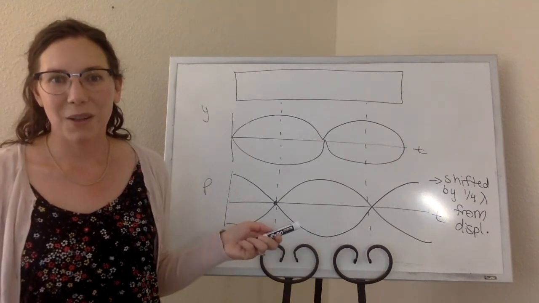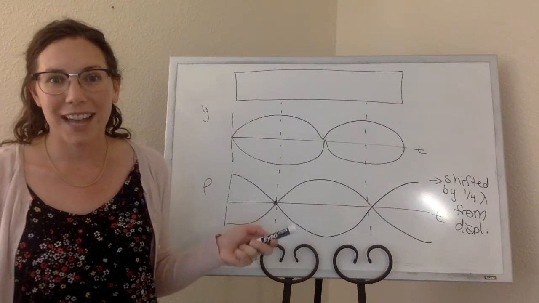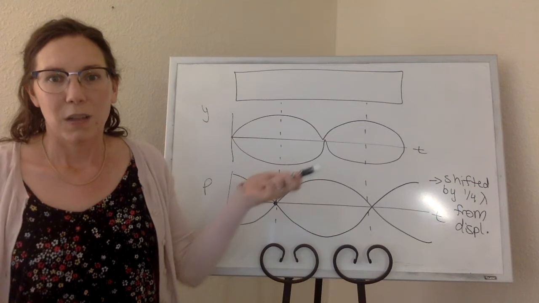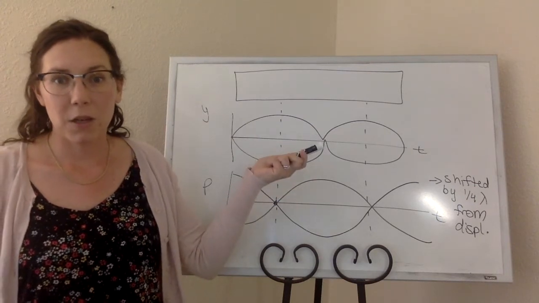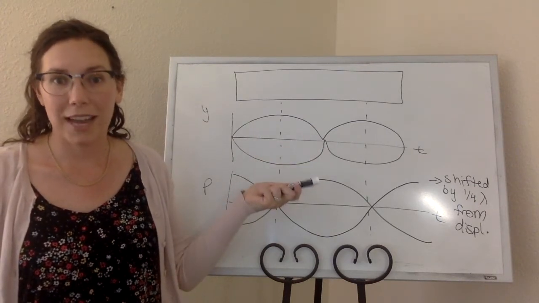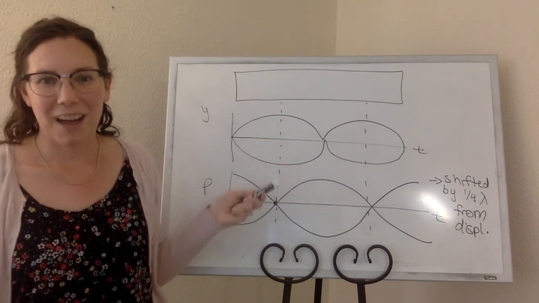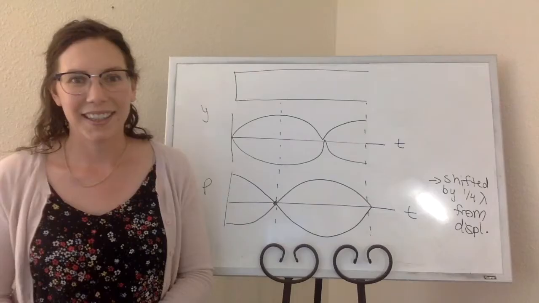We can also notice that the pressure function is exactly inverted with respect to the displacement function. So where we had a displacement node, now we have a pressure antinode. And where we had a displacement antinode, now we have a pressure node.